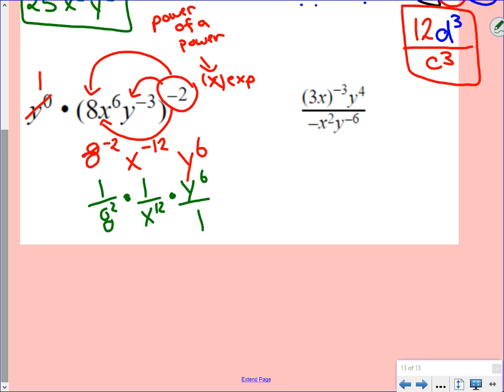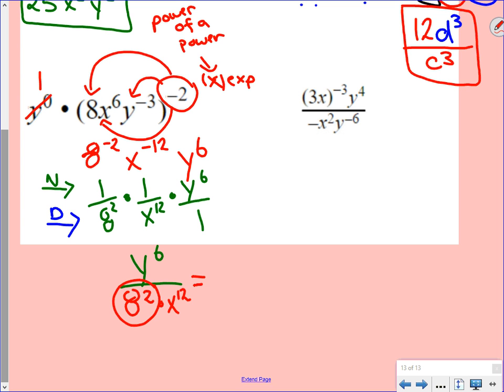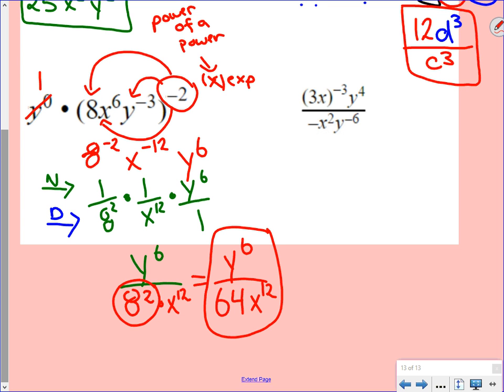Put that all together. We multiply our top, our numerator, and then multiply our denominator. Well, 1 times y to the 6th just leaves us with y to the 6th power. 8 squared times x to the 12th times 1 is 8 squared times x to the 12th. One last thing we can simplify is 8 squared, which is 64. So we get y to the 6th power over 64 times x to the 12th power.